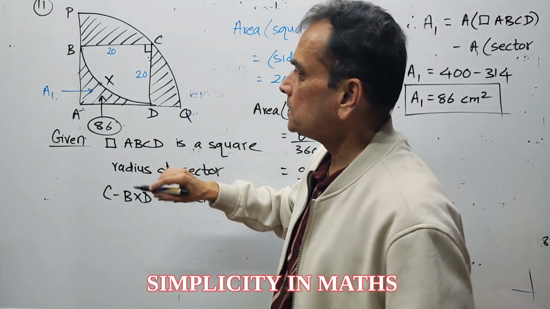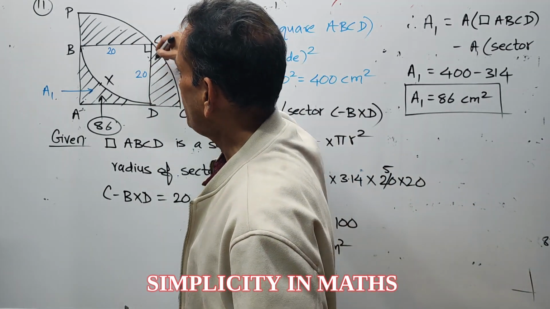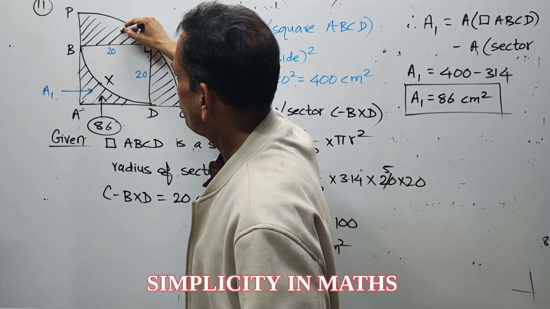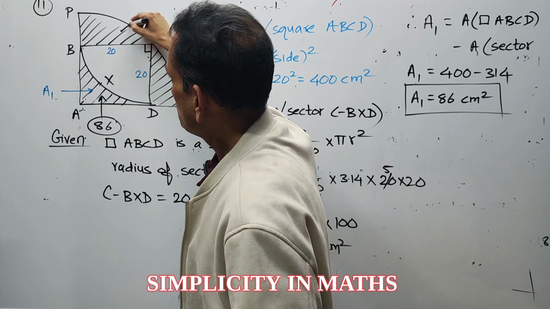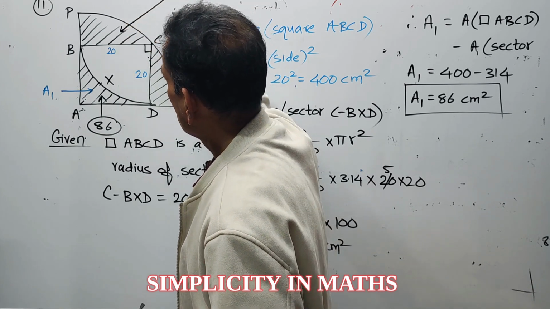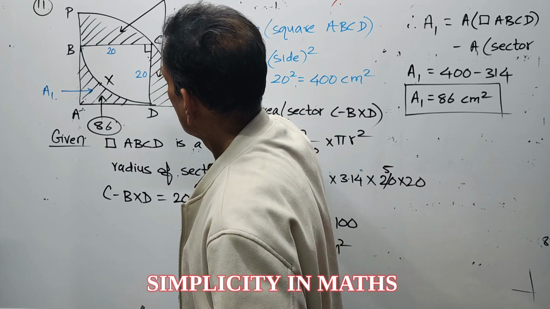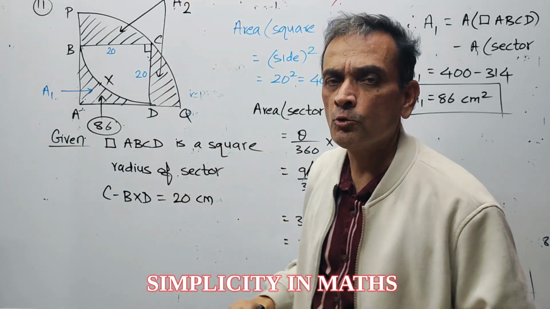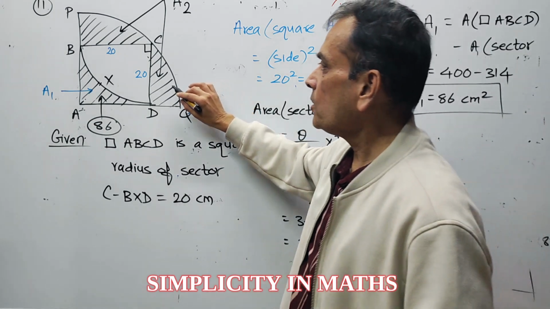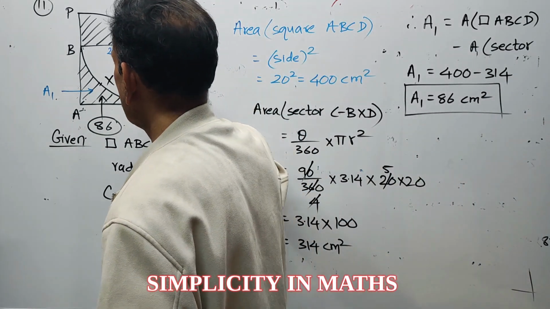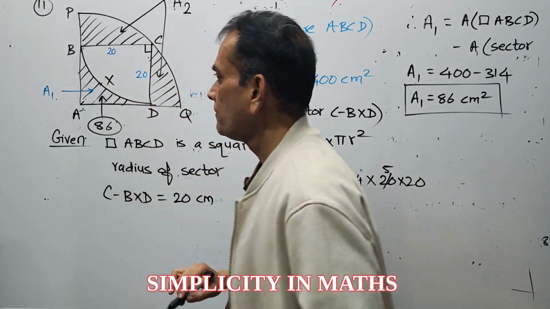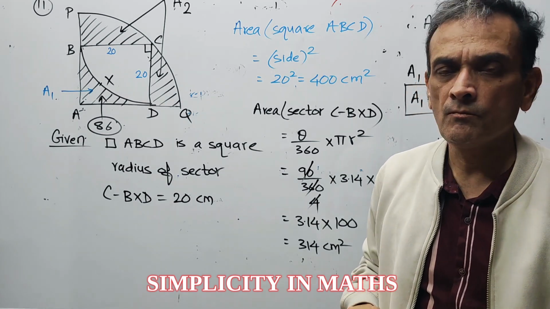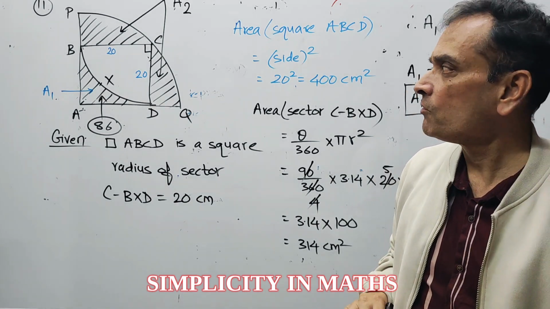Now let us find this combined area. If we call this A2, you have to find out A2 now. Area of this shaded portion. Think, what will come now? Area of that shaded portion. What will you get?